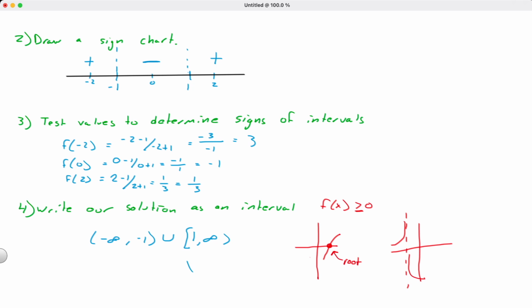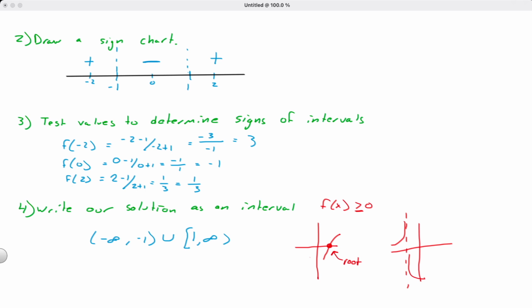We use the square bracket to signify we're including the root when the function is equal to 0, but we'll use the parenthesis here because we can't include the vertical asymptote because it is not equal to 0. It is in fact not even defined. And so this would represent our final answer. And in general, this will represent the process for which we can solve polynomial and rational inequalities.